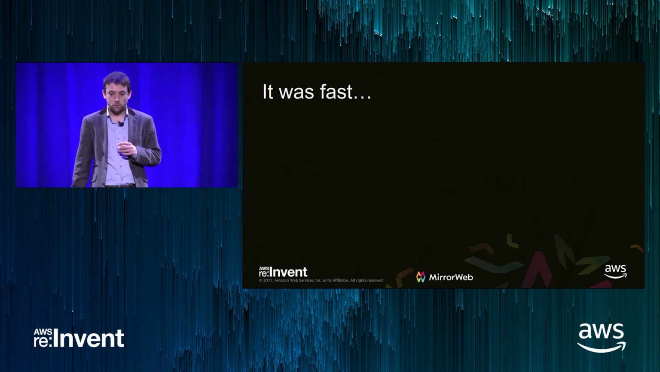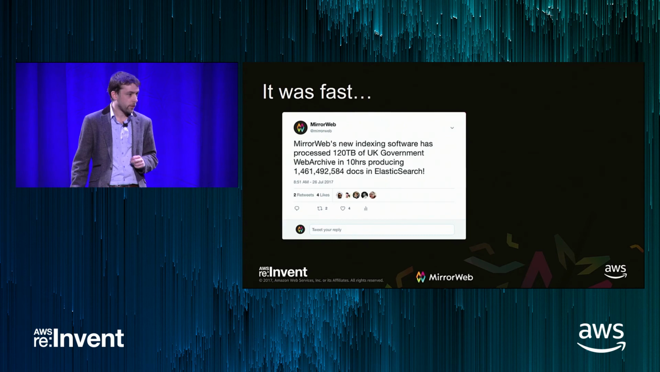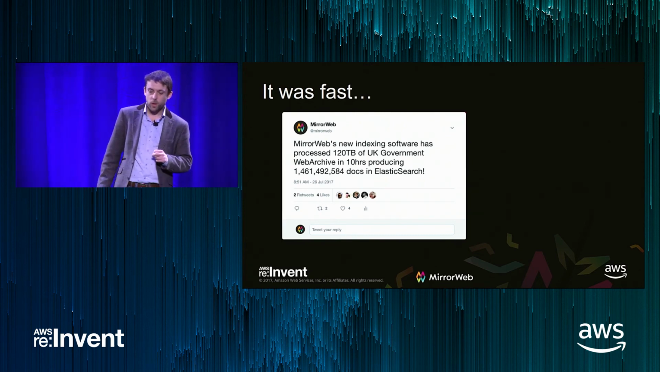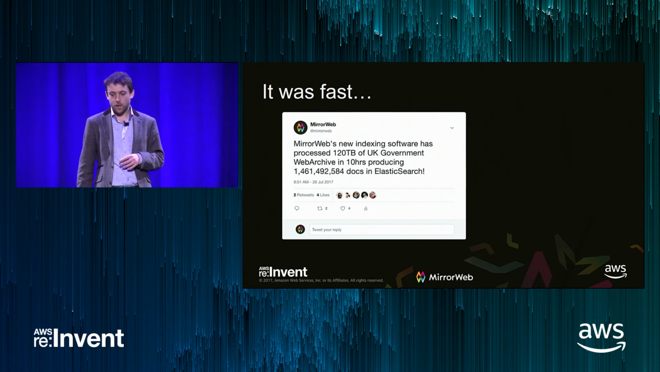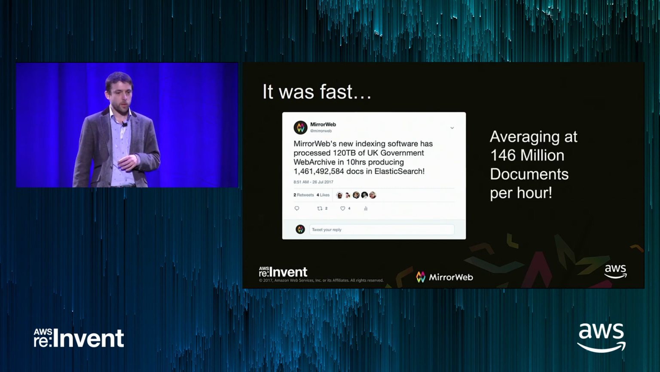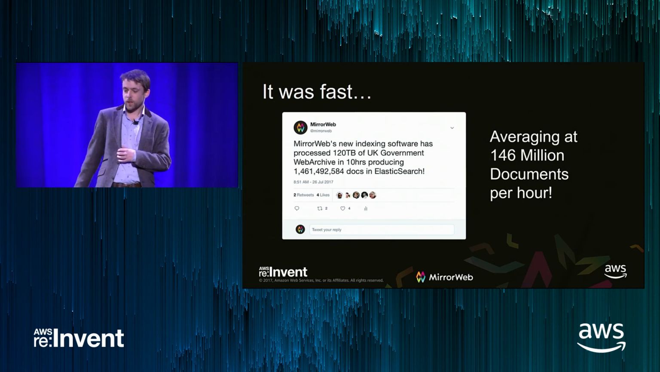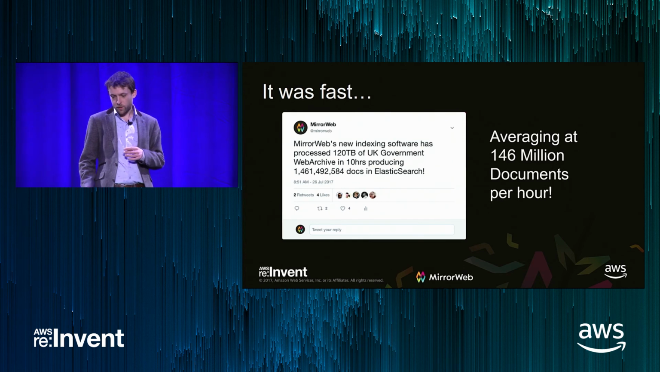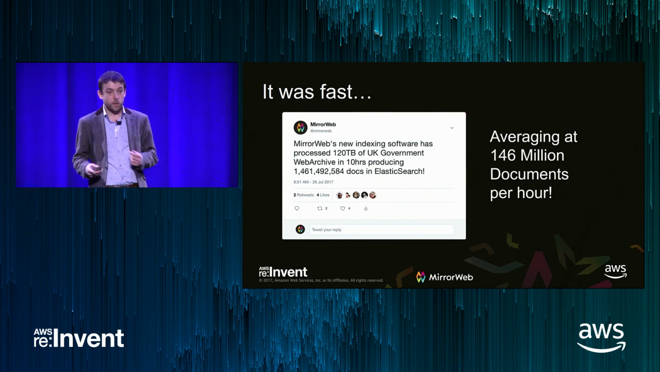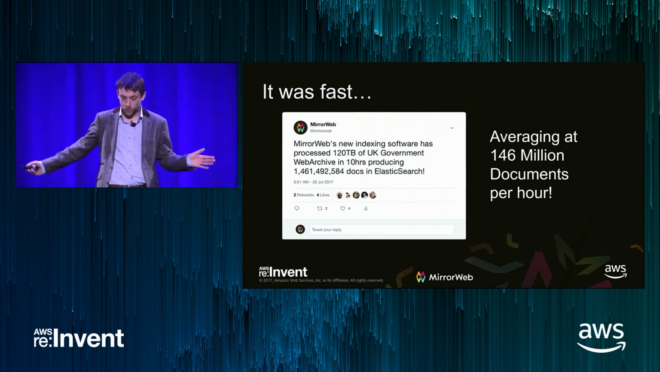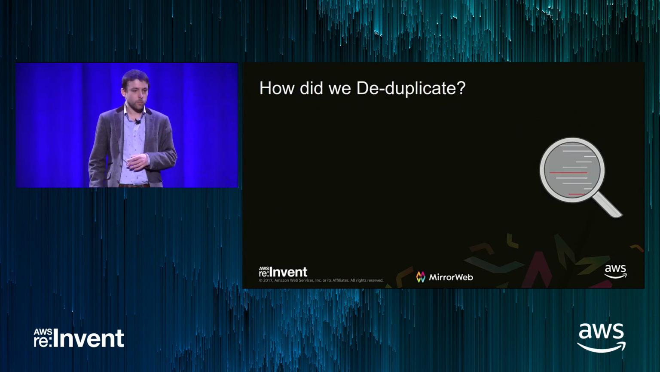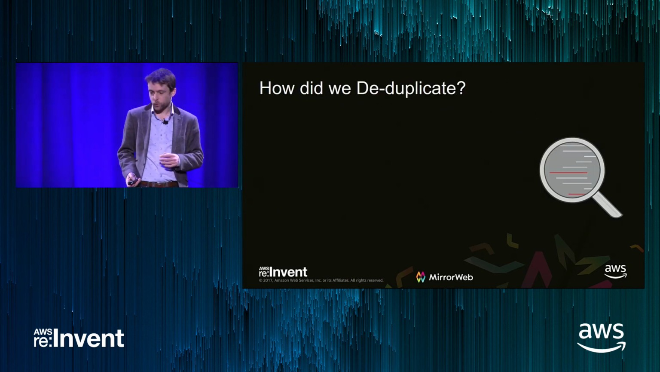So what was the result? It was fast, very, very fast. We managed to index 1.4 billion documents in 10 hours. And that was averaging 146 million documents an hour. It actually went quicker at times, but that was the average over the length of time that we did it. And that meant that we didn't have to spend too much on the EC2 instances, and the Elasticsearch cluster that was quite large wasn't too expensive because we only ran it for the 10 hours.